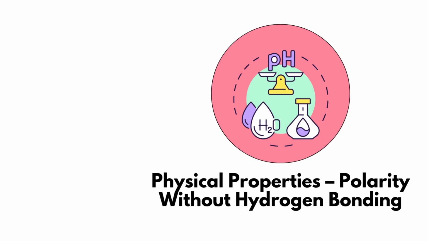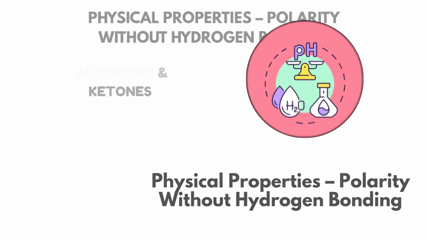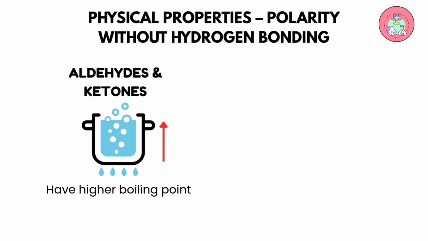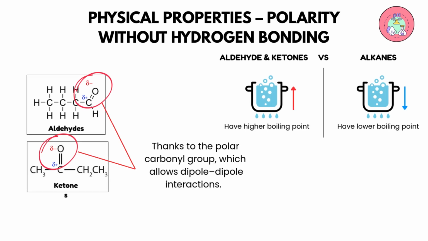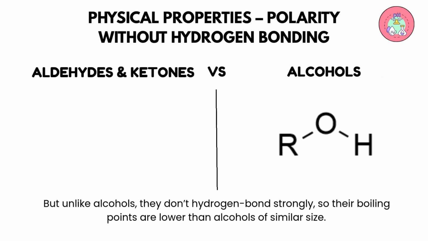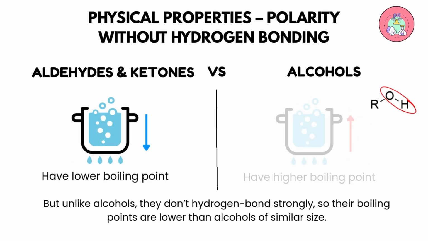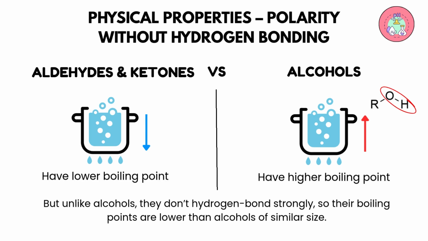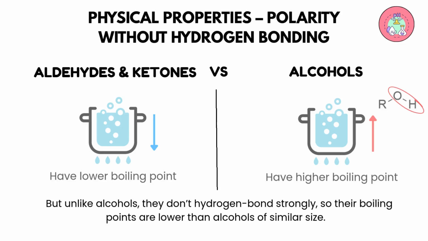Physical properties: polarity without hydrogen bonding. Aldehydes and ketones have higher boiling points than alkanes thanks to the polar carbonyl group, which allows dipole-dipole interactions. But unlike alcohols, they don't hydrogen bond strongly, so their boiling points are lower than alcohols of similar size. Expect MCAT questions that compare physical properties across functional groups.